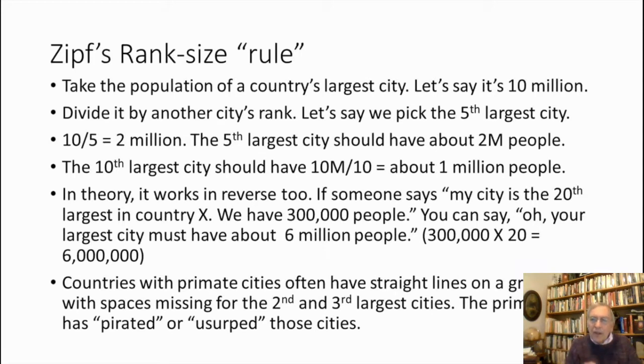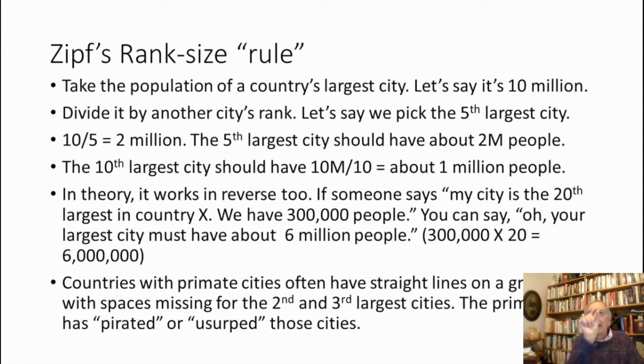20 times 300,000 is 6 million. Your largest city must be about 6 million. Now I'm exaggerating because it doesn't always work that well. Then you have the complexity of primate cities.